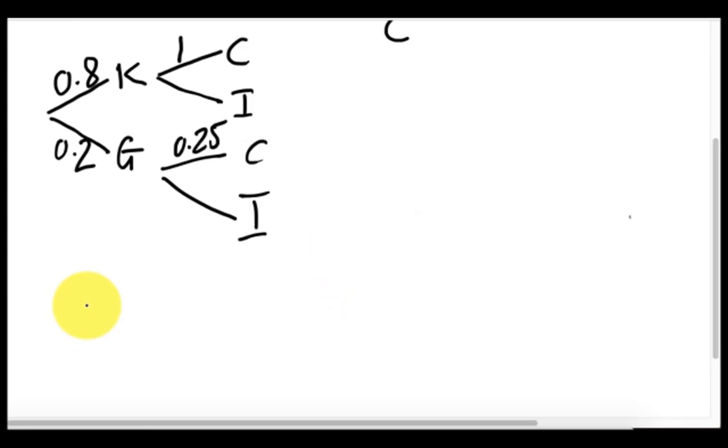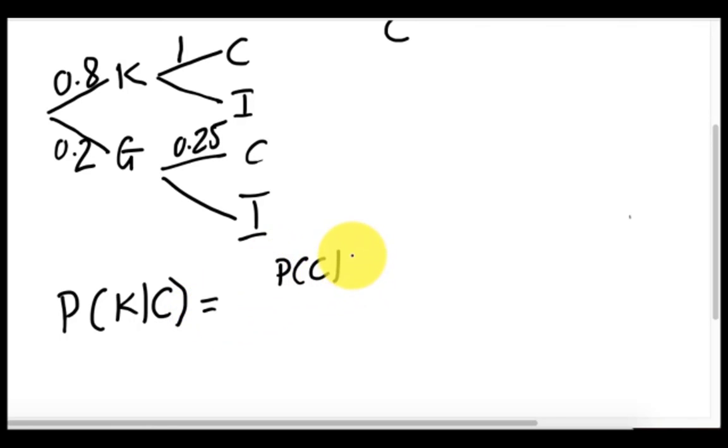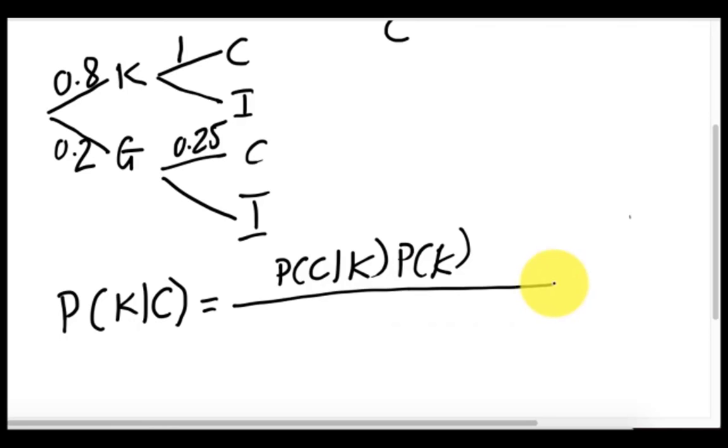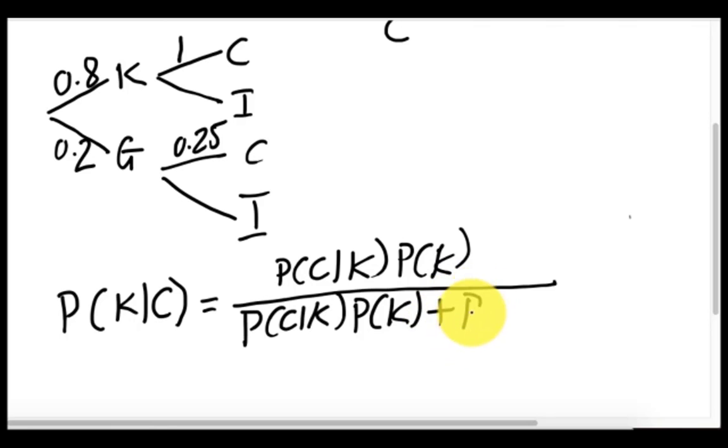Now, you want to find the conditional probability of K given C: the probability that he actually knows the answer given the fact that he answered the question correctly. So this is the probability of C given K times the probability of K, divided by the probability of C given K times the probability of K plus the probability of C given G times the probability of G.